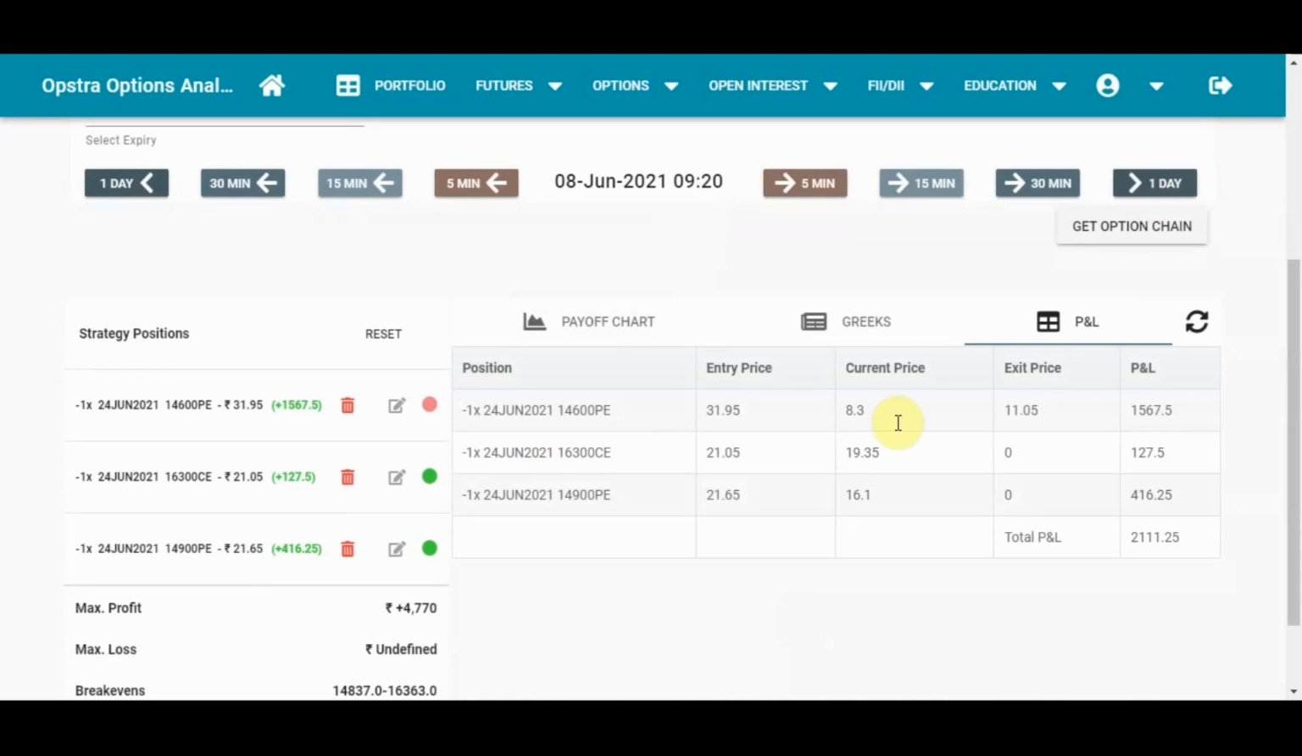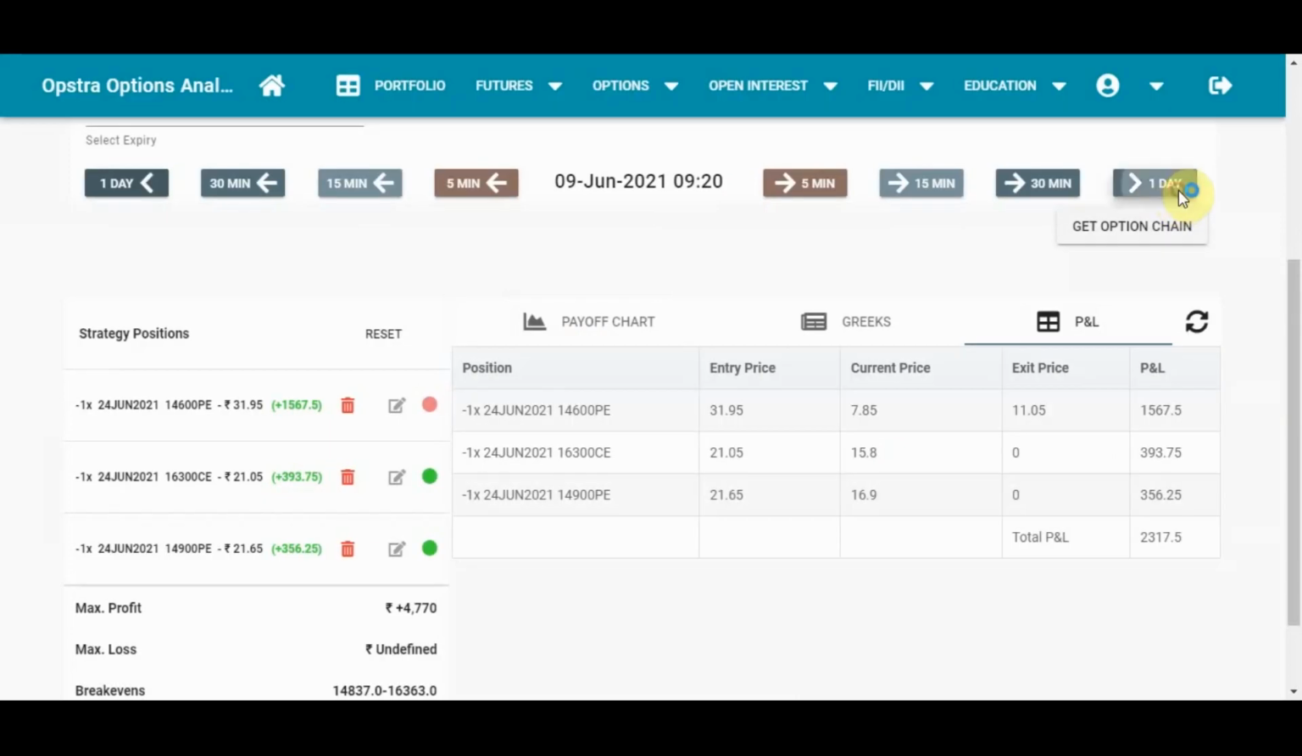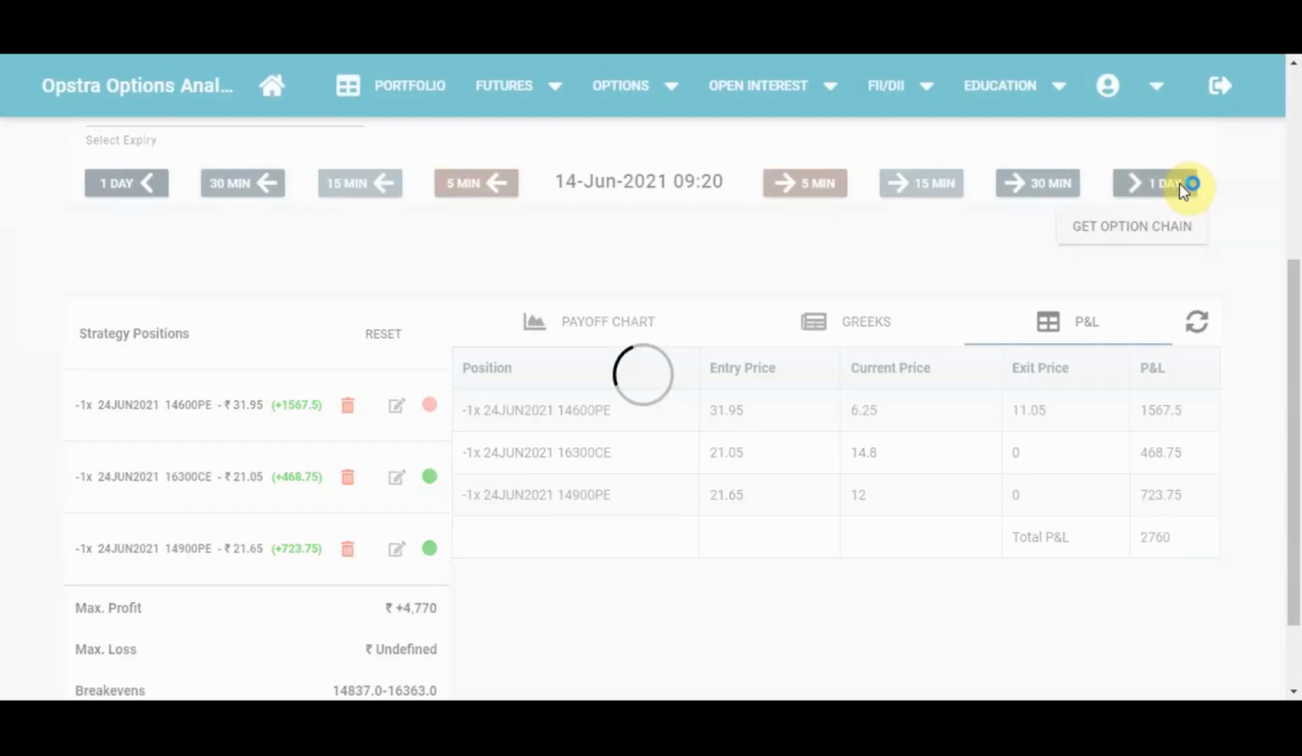After a day, both of these premiums fell. And on 11 June, as we can see, the magic of theta decay is working well. Both the premiums are falling. As time passes, the value of the options falls if they are OTM. So we are in good profit of 2760 on a single lot itself. So we'll keep going.